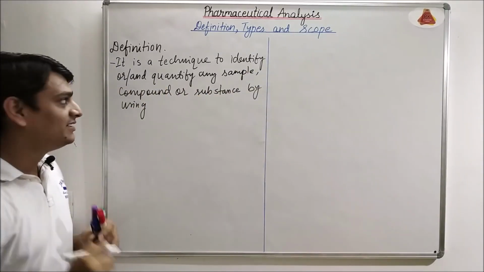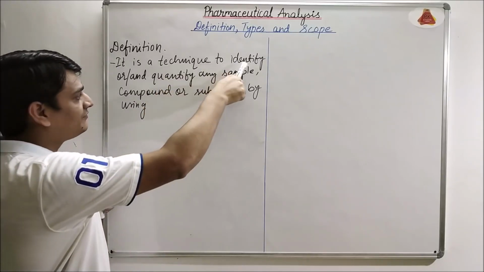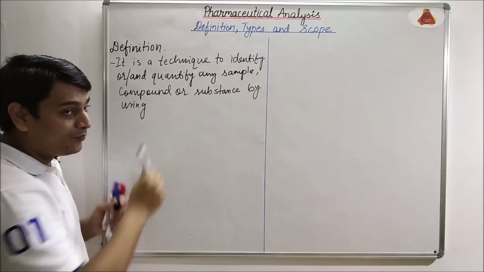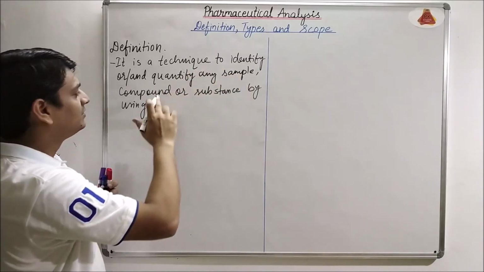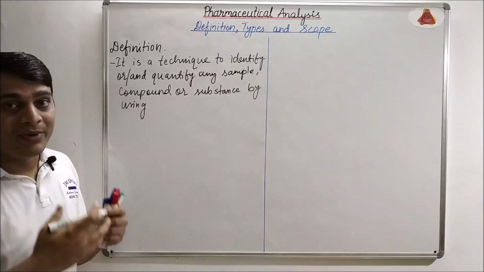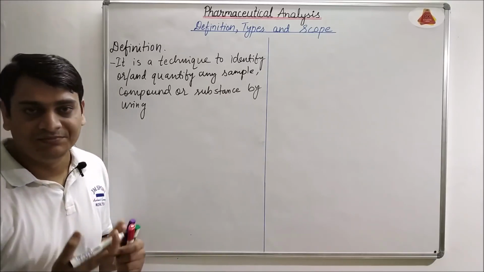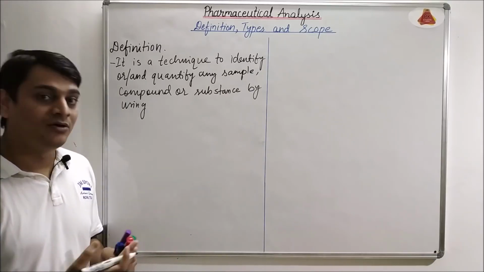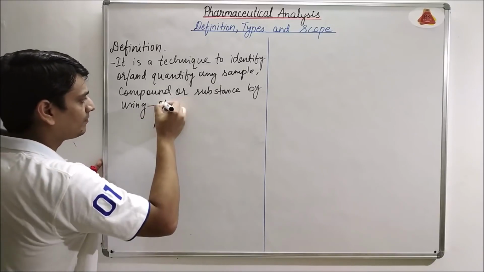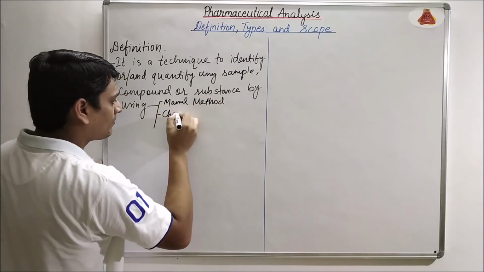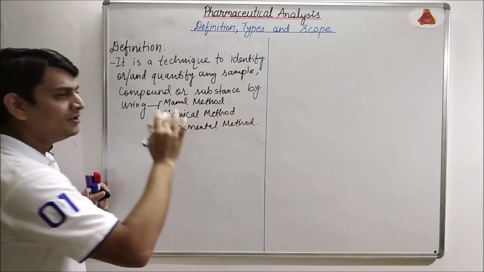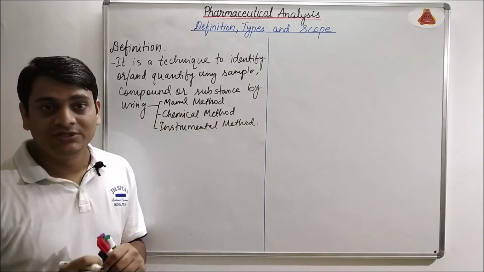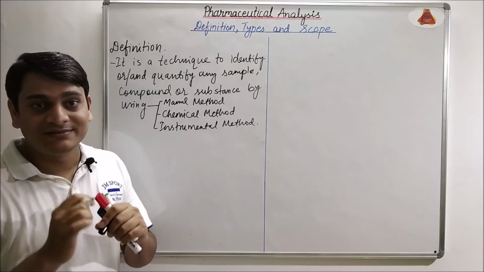So pharmaceutical analysis is a technique to identify or quantify, or both identification and quantification, for any sample, compound or any substance by using three methods, that is manual method, chemical method or instrumental method. So this technique is used to determine the composition of any sample.